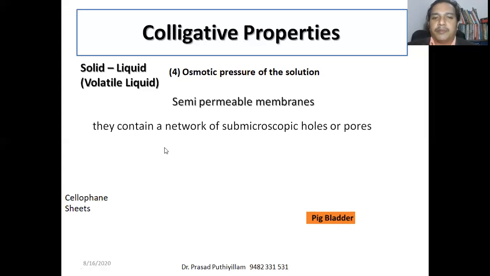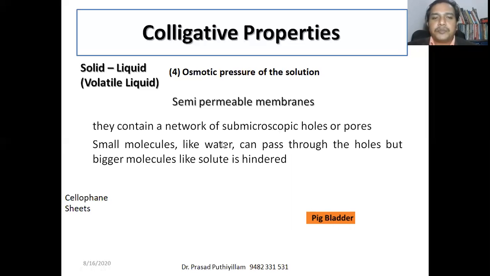Semi-permeable membrane means these membranes have submicroscopic holes. It's a network of submicroscopic holes or pores. That is, minute pores are there in cellophane sheet or in pig bladder. Because of that, water molecules, which are smaller in size compared to solute molecules, can pass through the holes, but the bigger solute molecules cannot pass through; they will be hindered.